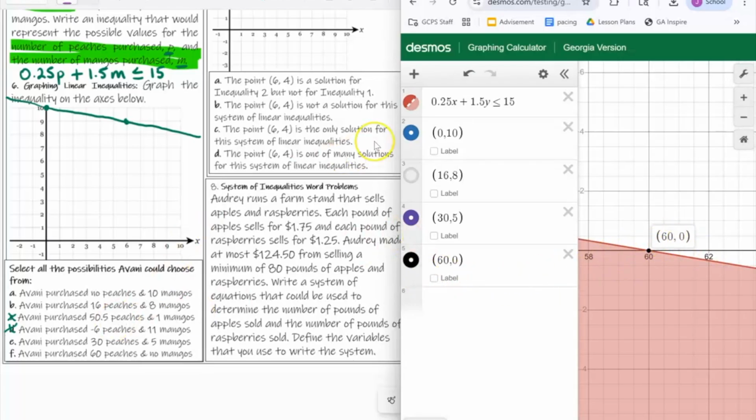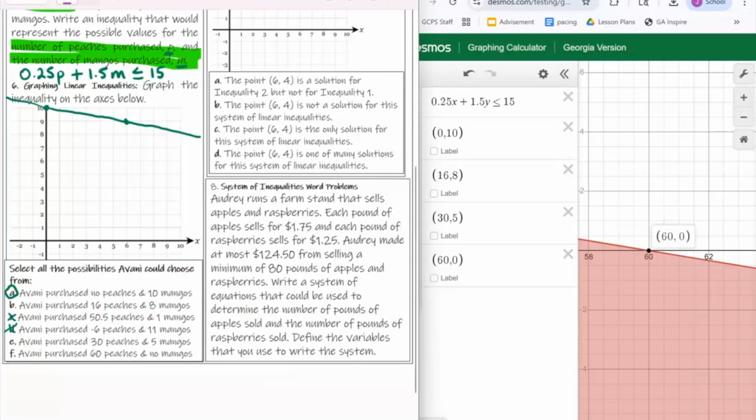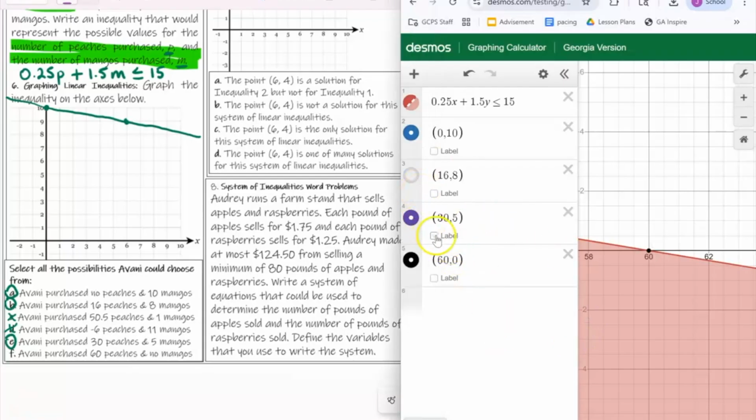All right, so those are my 3 solutions. So 0 and 10 mangoes. So I can have 0 and 10. I can have 16 and 8. I can have 30 and 5, and I can have 6. No, actually, I couldn't have 30 and 5, could I? I couldn't have 16 and 8.